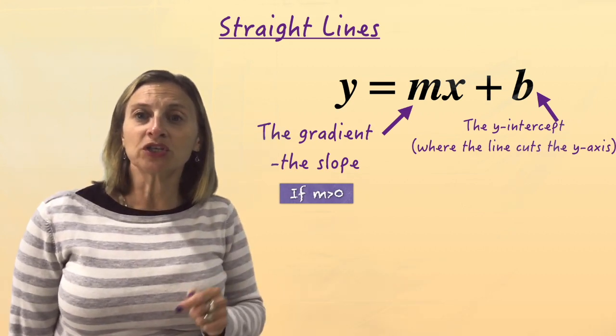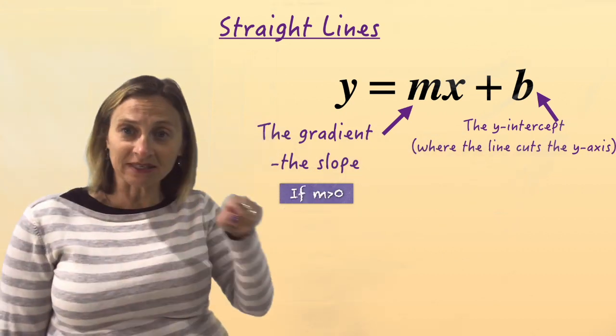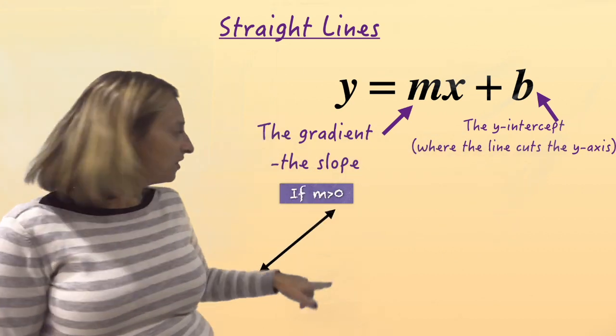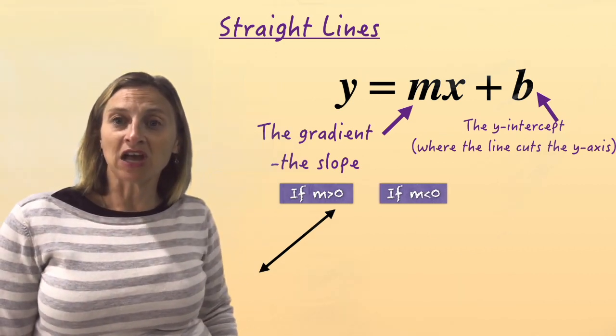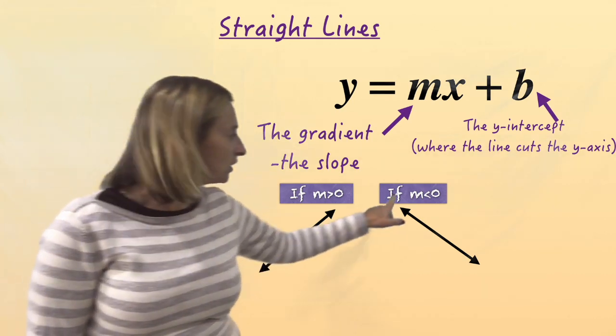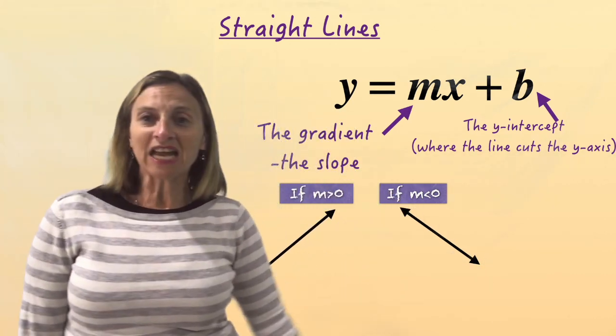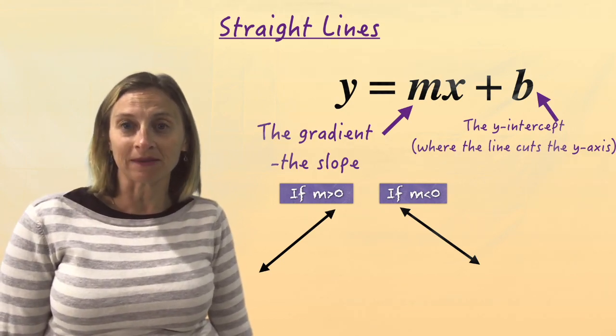It's very important to remember that if the gradient m is positive, that's a plus, then the line will go in that direction. If the gradient of the line is negative, if it's got a minus in the front, the line should go in that direction. That's really important for us to be able to check our lines and to draw them really, really quickly. So let's take a look at an example.